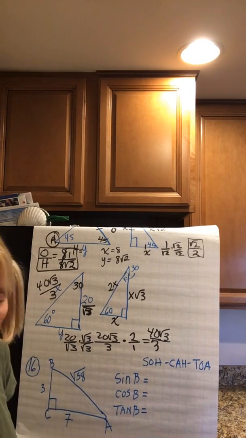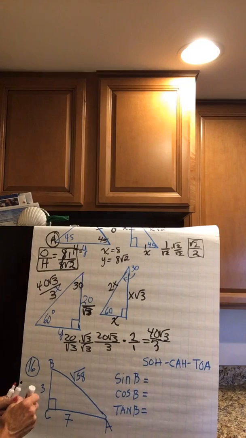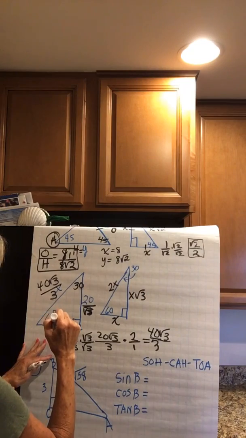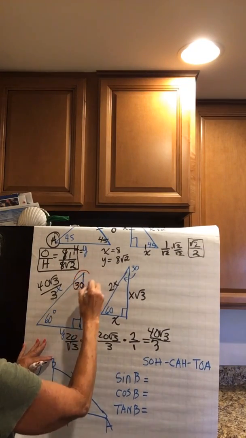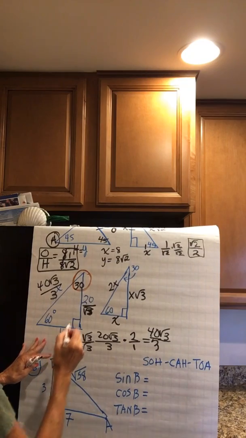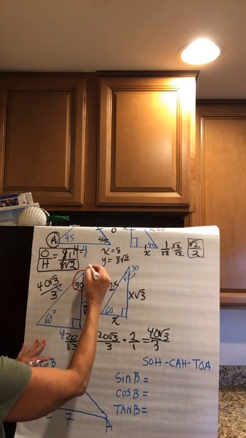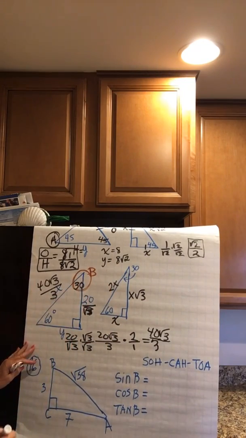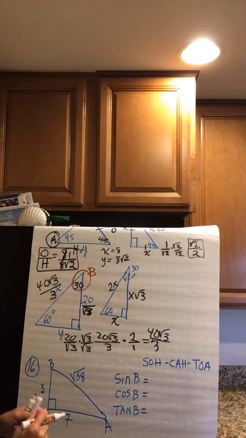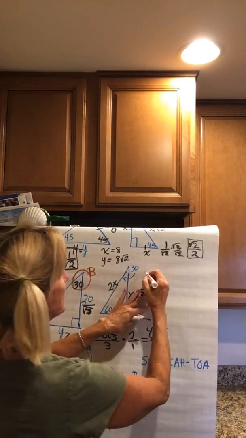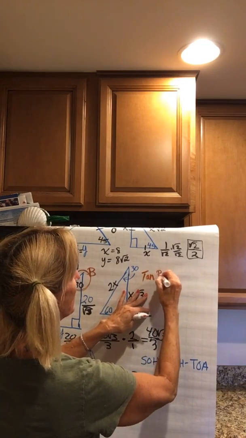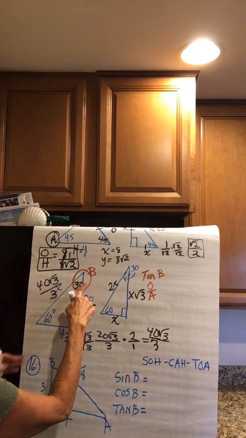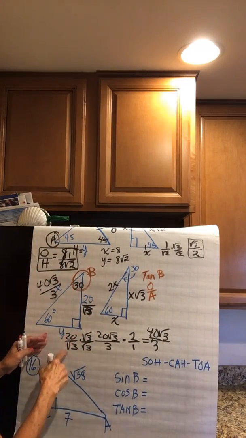So just for practice, let's say right here, let me make this an easy one if I can. Let me circle this. And let's say I want to find the tangent, let's call this angle B. Let's say I want to find the tangent of angle B. Tangent is TOA. So I want to find the tangent of angle B. Tangent is opposite over adjacent. So opposite would be 20 radical 3.